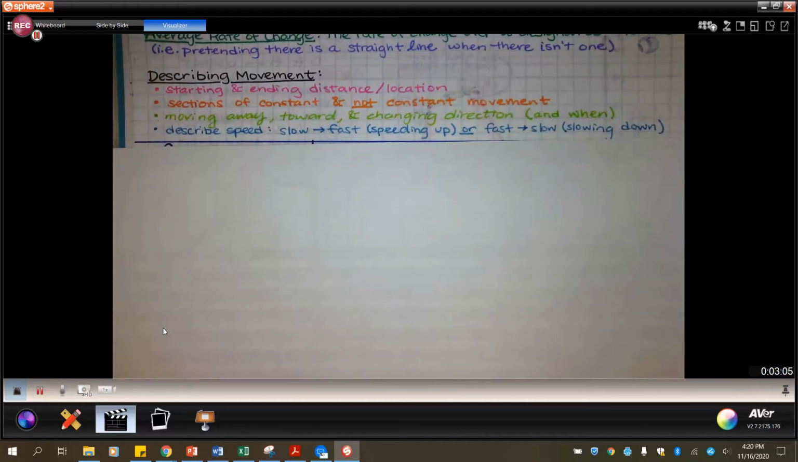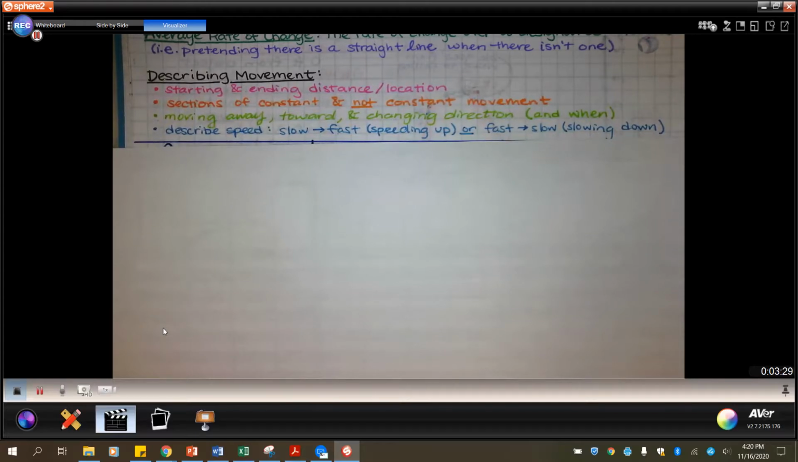And then lastly, describing the speed. So like, are they going slow to fast in a section? That would mean they were speeding up. Are they going fast to slow in a section? That means they'd be slowing down. Okay? So those are just some things that you want to make sure to include, because I think that people were not incredibly sure how to tackle a problem that just says describe the movement. Okay, so you want to make sure that you're considering these things.